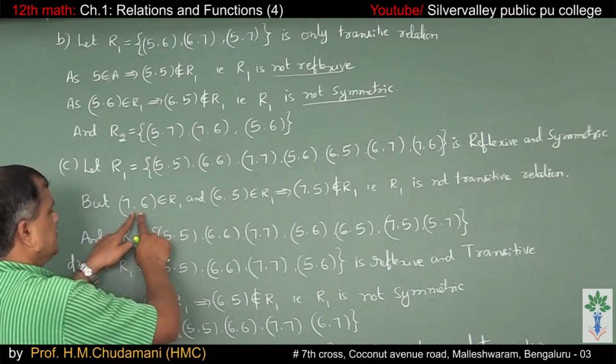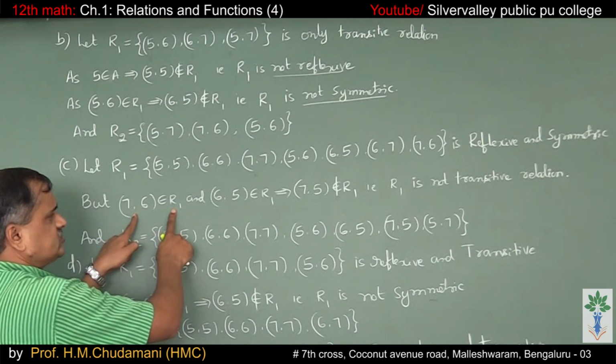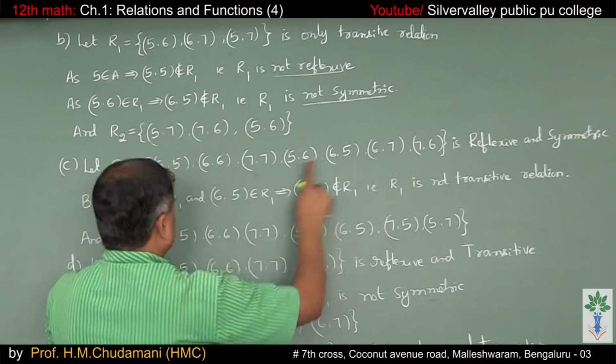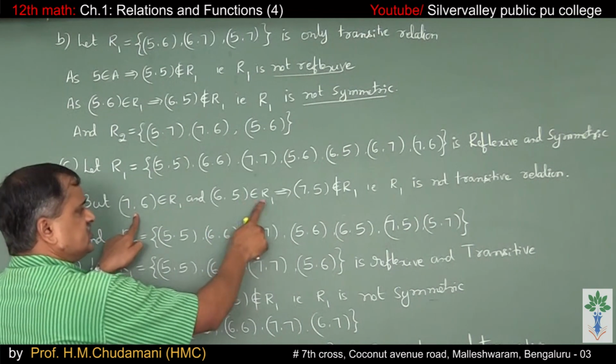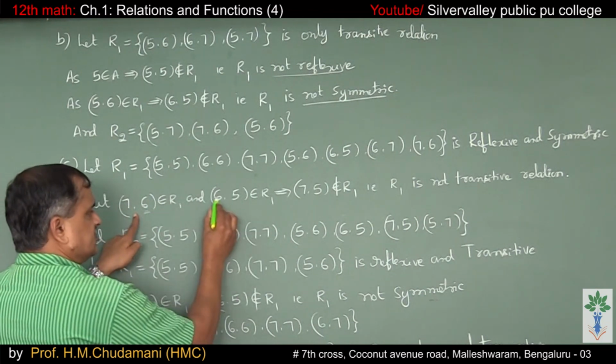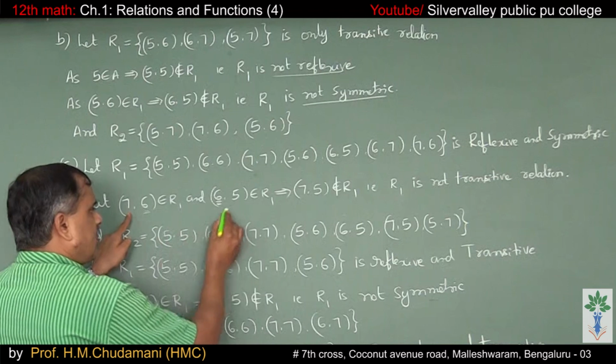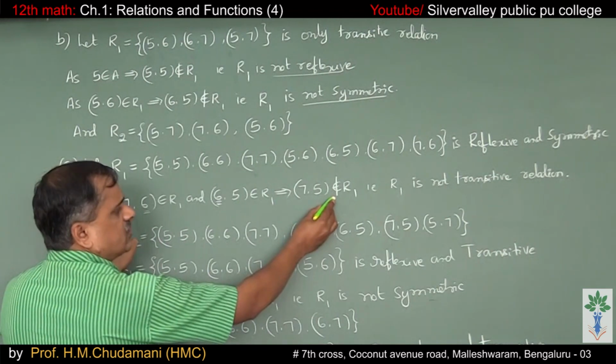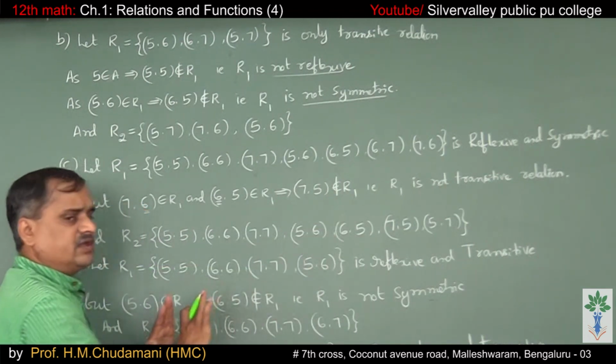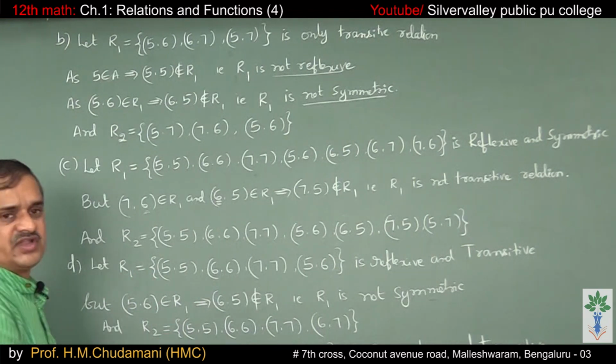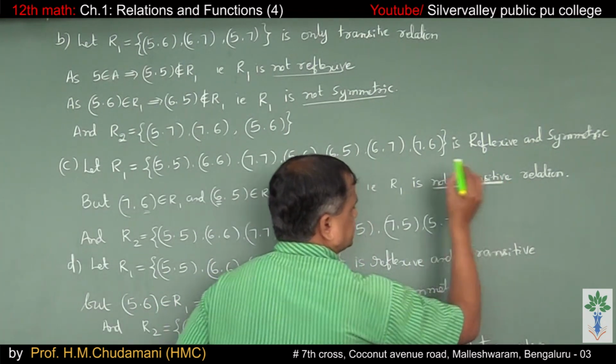But observe here, 7 comma 6 belongs to relation R1, and 6 comma 7 belongs to the relation. But 7 comma 5 does not belong to the relation. That's why it is not a transitive relation.